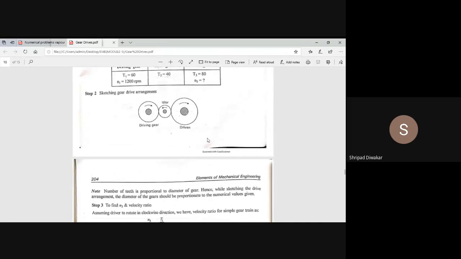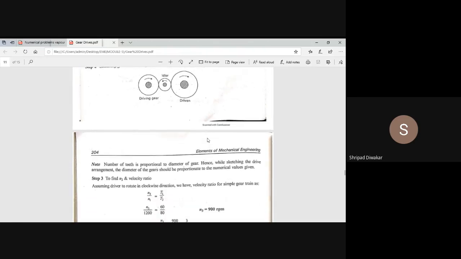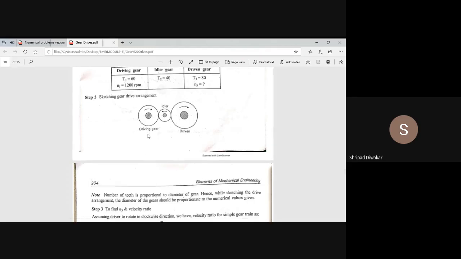As I said, in case of gear drive, the speed ratio is inversely proportional to the number of teeth. So as teeth increase, speed decreases. As teeth decrease, speed increases, and vice versa. So our aim is to find out the velocity ratio. Velocity ratio means always the speed of the last gear to the speed of the initial gear. That is called velocity ratio.